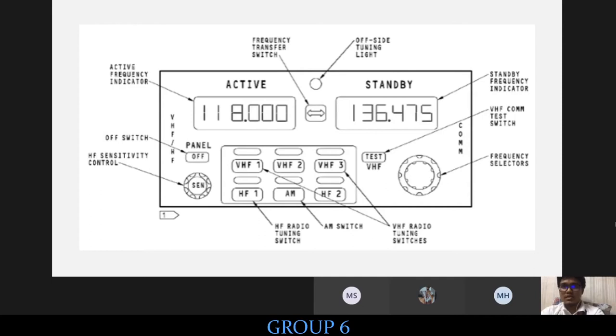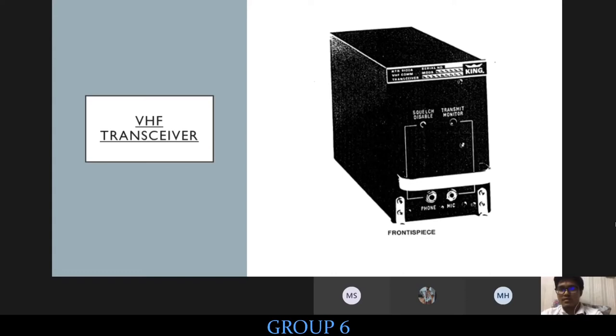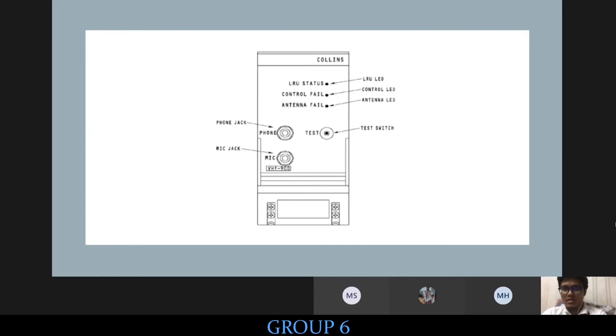Next, this is the transceiver. Active frequency transfer switch, offset tuning light, standby frequency indicator, common VHF counter switch, frequency selector gain, VHF radio tuning switches, AR switch, HF radio tuning switch, HF sensitivity control switch, active frequency indicator. This is the type of VHF transceiver. You can see the Collins: LRU LED, control LED, antenna LED, test switch, STC, mic jack, phone jack. You can see all of it, the transceiver.